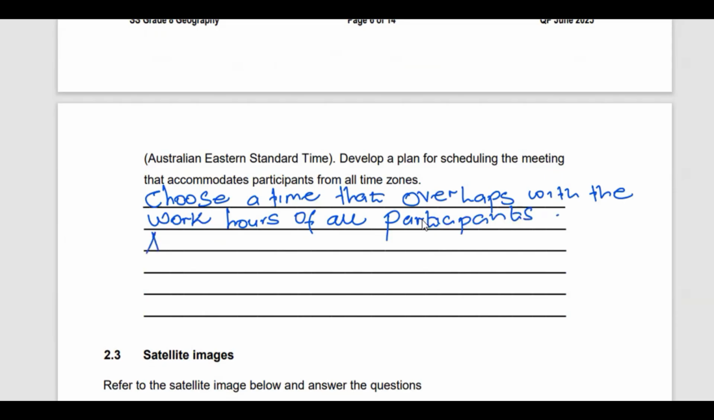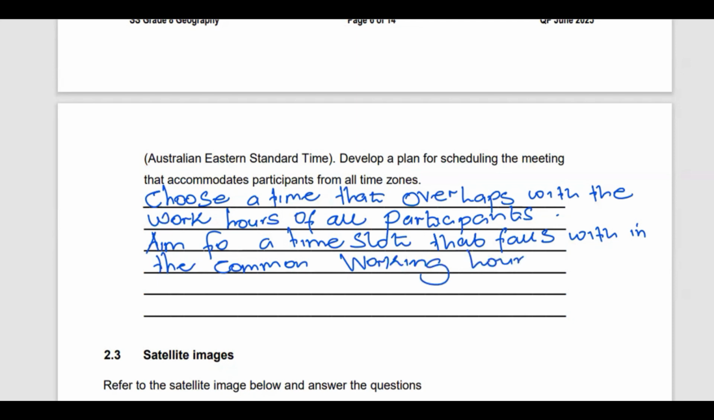Then after, you need to aim for a time slot that falls within the common working hours for most participants to ensure maximum attendance.